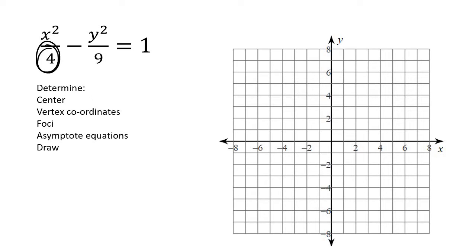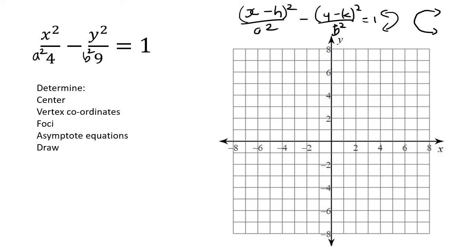We know that a squared is always first. So that is a squared, that is b squared. And because x is first, it's going to be horizontal, facing along the x-axis. Now let's quickly write out the base equation, the standard equation. The center is h and k, but because there is no h and k, it means that the center is at 0.